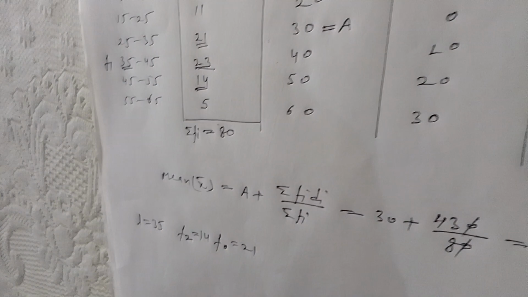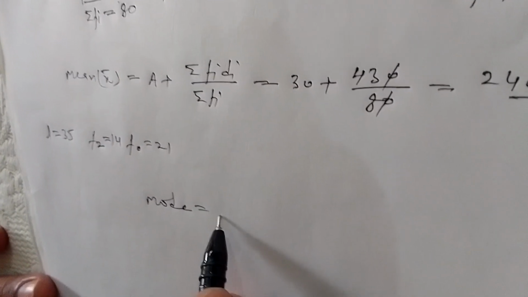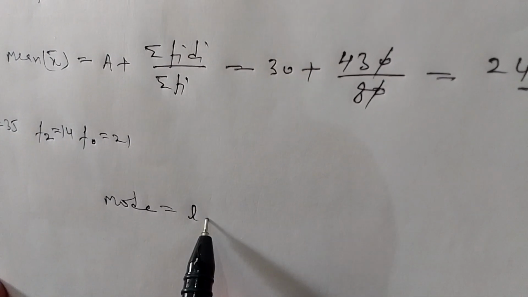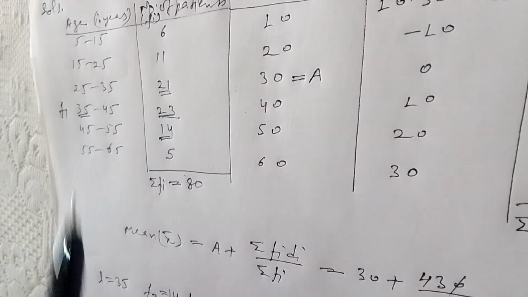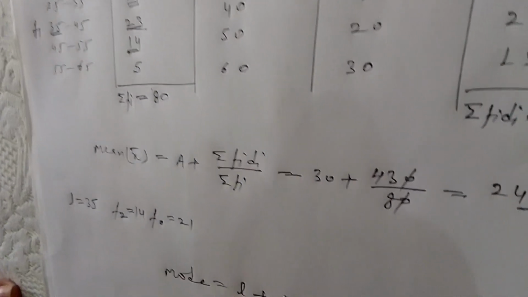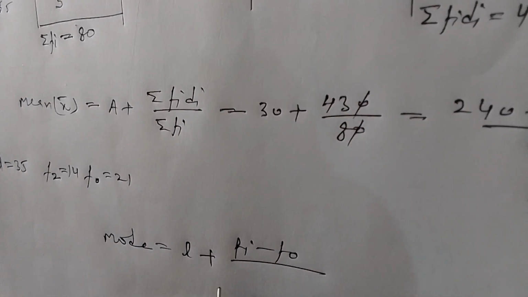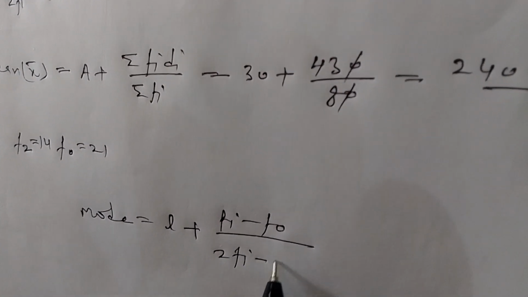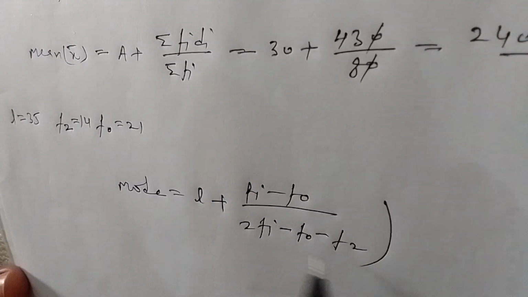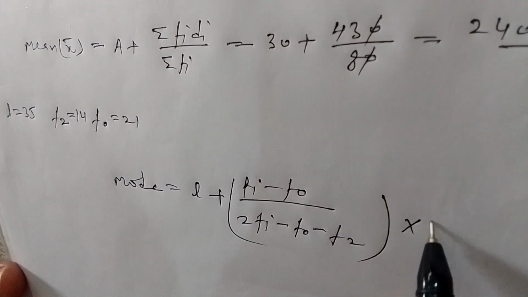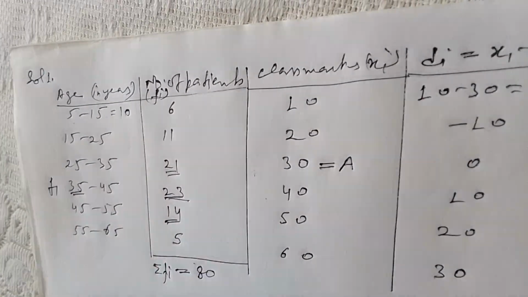Now we have to calculate the mode. For this the formula is: mode equals L, the lower limit of the modal class, plus f1 minus f0 divided by 2f1 minus f0 minus f2, multiplied by the class size h. The modal class is the one which has the highest frequency, 23. The class size, from 5 to 15, is 10.